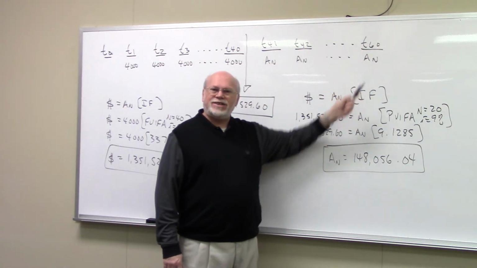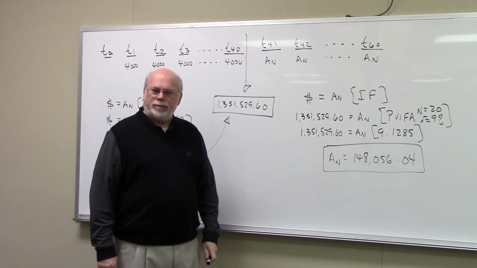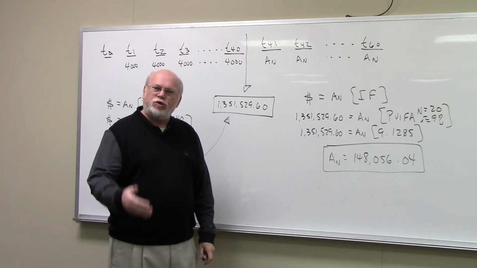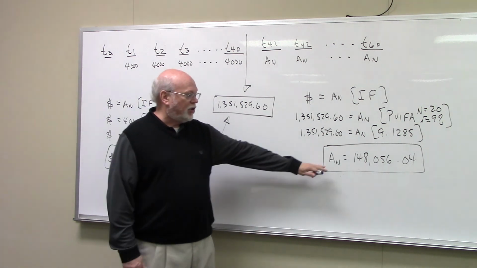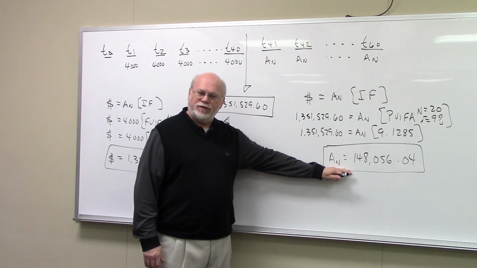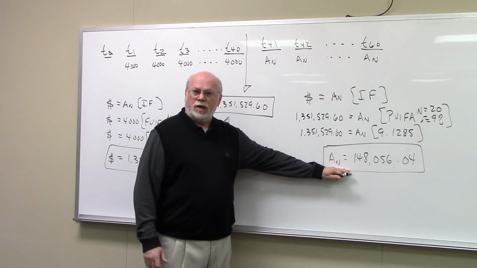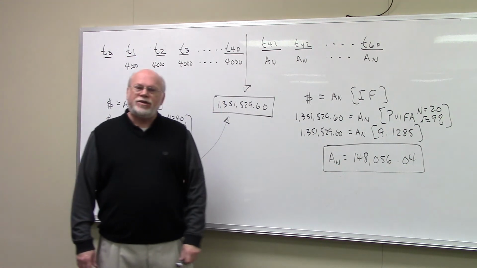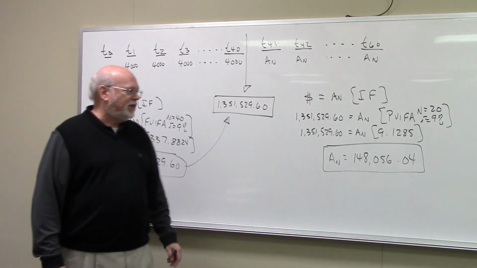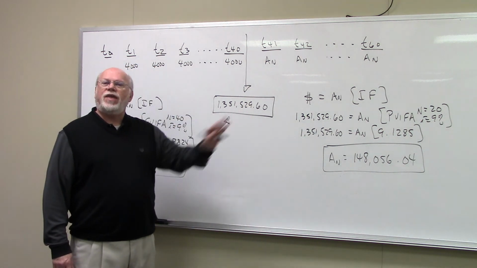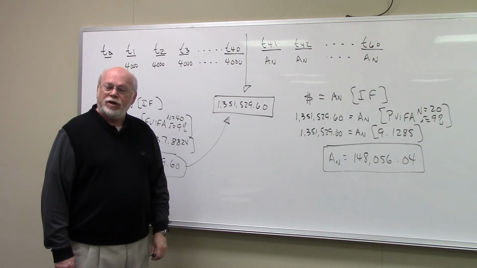And at T60, at the end of the 60th year, when you make that last withdrawal out of the account, you take out your last $148,056, now there'd be nothing left in the account. That's part of the financial planning process. $148,056.04. That's what this couple could take out every year for 20 years.